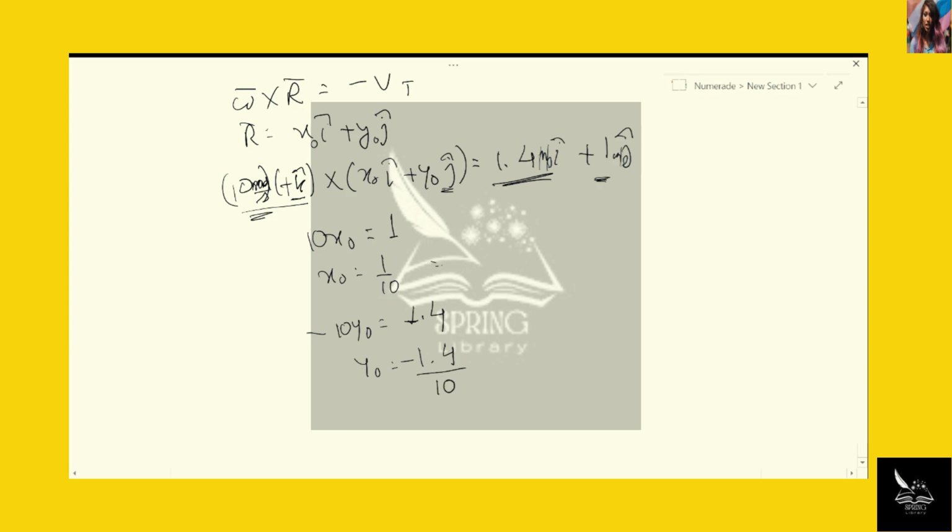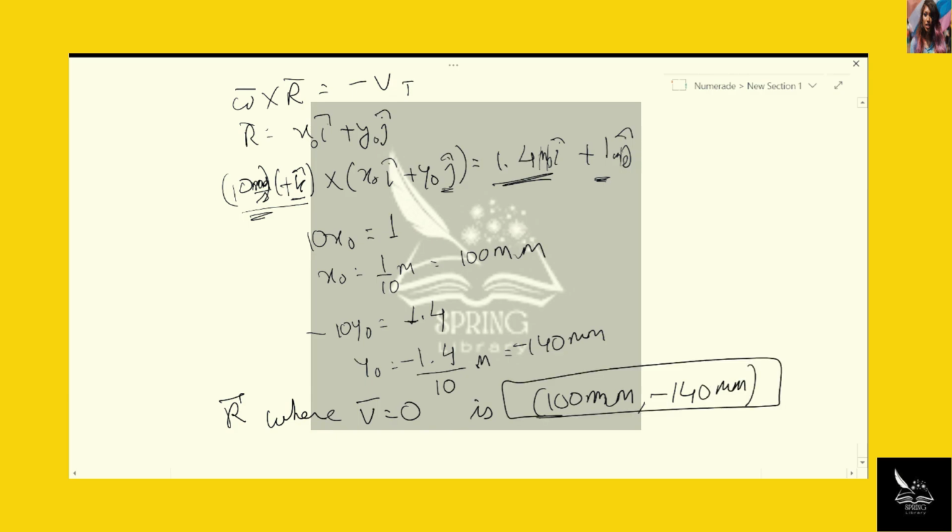We can report everything in millimeters for nicer reading. So 1 by 10 meters, and minus 1.4 by 10 meters. In millimeters, this will become 100 millimeters. And this will become 0.14 meter, which will be minus 140 millimeters. So the position vector where velocity is 0 is 100 millimeters i minus 140 millimeters j.